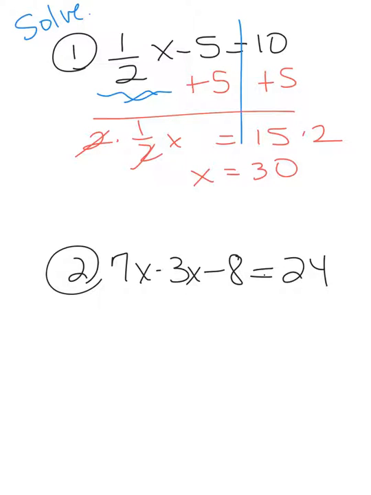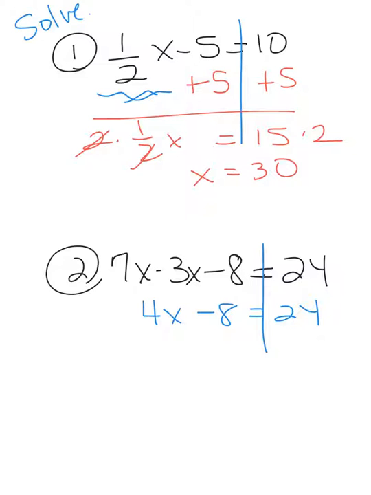In my next equation, again, I'm going to draw my wall. But before I do anything, I realize that I have like terms on the left-hand side that need to be combined first. So before I start moving everything around, let me just concentrate on that. So I have 7x minus 3x, which leaves me with 4x, minus 8 is equal to 24.